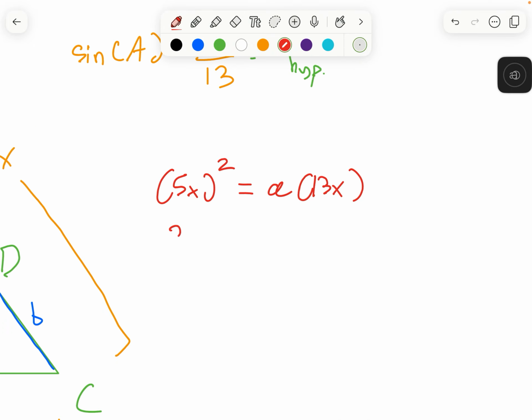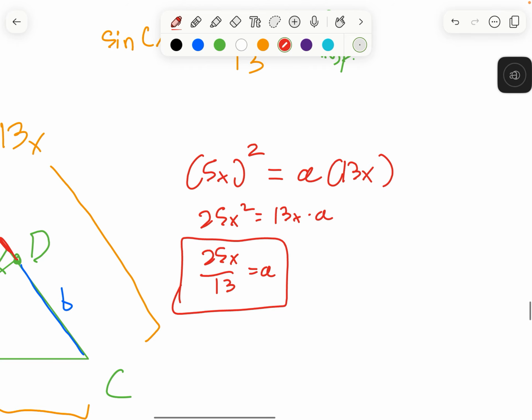If you simplify this, this is 25x squared equals 13x times A. So you get 25x over 13 equals A. So that's your length of A. What about B?